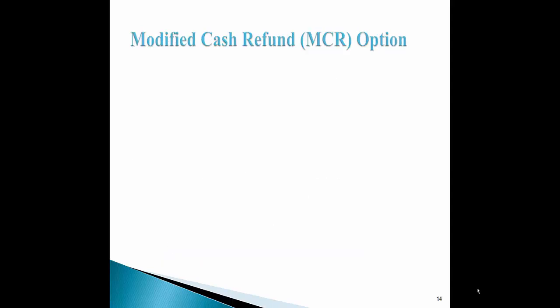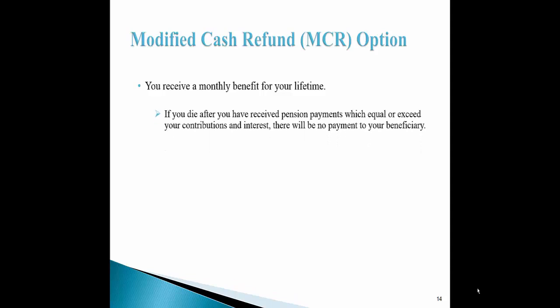The Modified Cash Refund, or MCR option. This payment option is based on a single payment for the retiree's life, only for members of the Mandatory Integrated Plan. If you elect this payment option, you will receive a monthly benefit or pension payment for your lifetime. If you die after receiving pension payments equal to or exceeding your total contribution and interest, no additional benefits will be paid to your beneficiary.